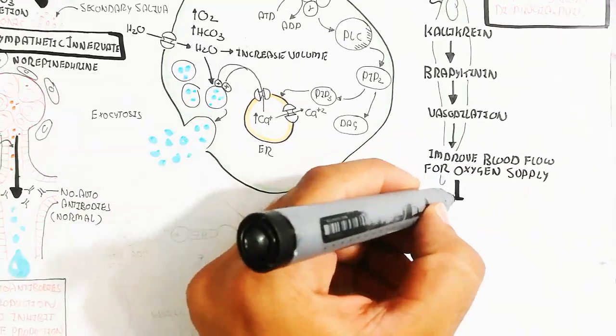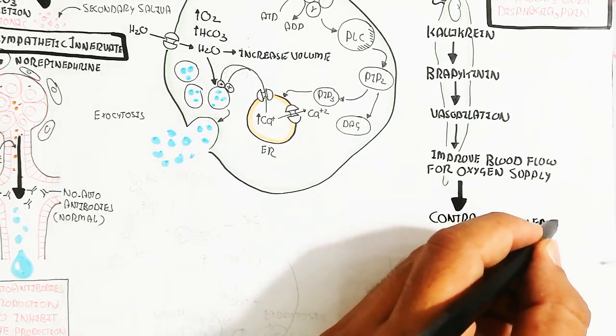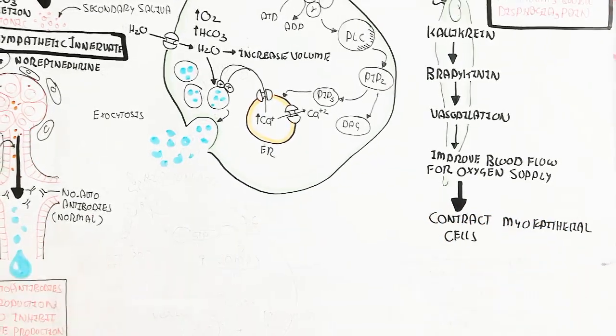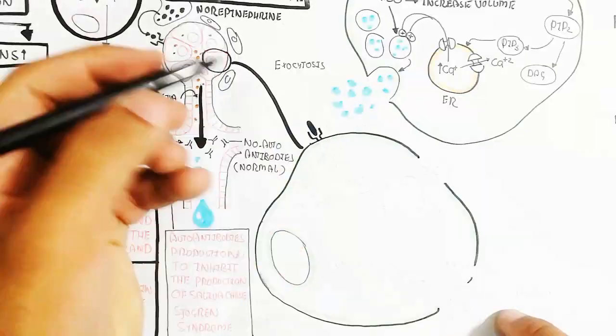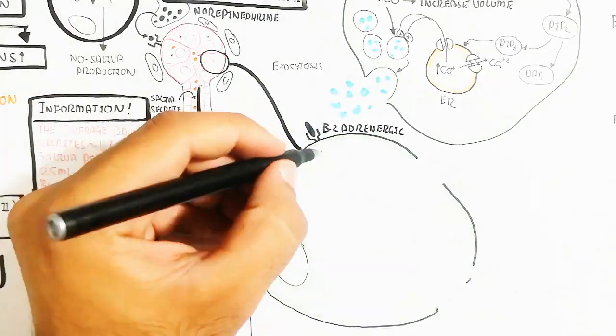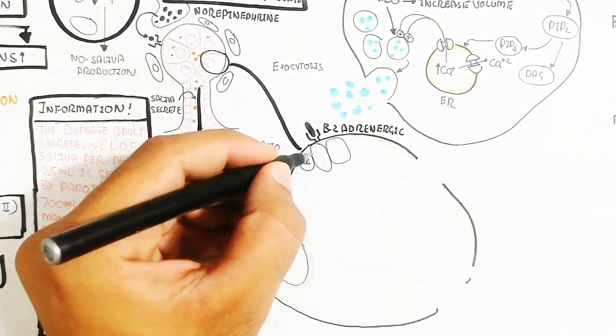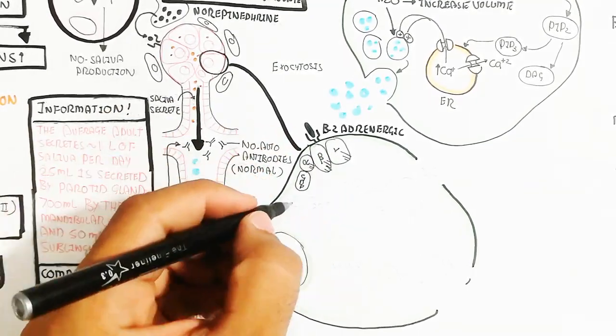In this way the muscarinic receptor 3 also binds the myoepithelium to activate kallikrein and bradykinin, leading to vasodilation and improved blood flow for oxygen supply. In this way oxygen supply into the acinar cell increases, and the myoepithelial cell contracts.